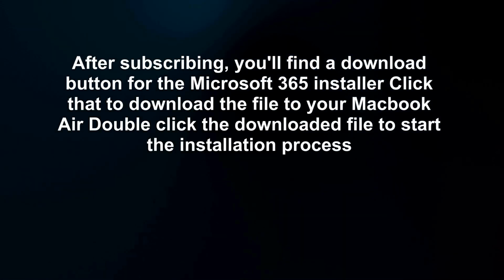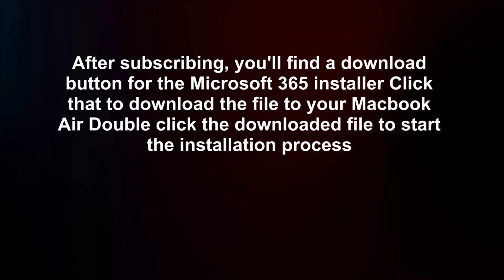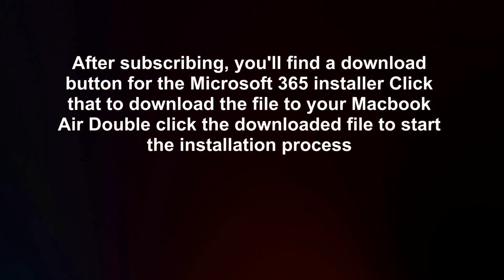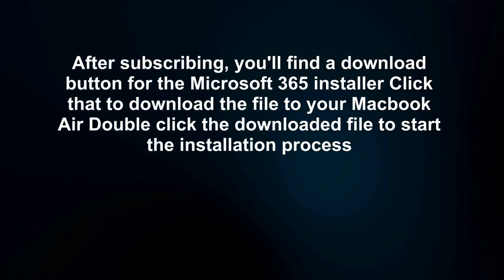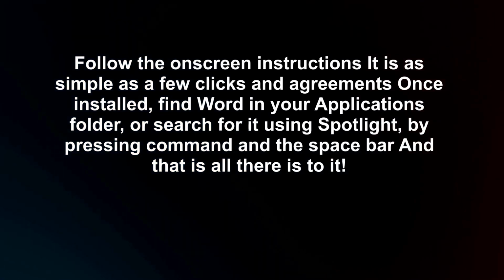After subscribing, you'll find a download button for the Microsoft 365 installer. Click that to download the file to your MacBook Air. Double-click the downloaded file to start the installation process. Follow the on-screen instructions. It is as simple as a few clicks and agreements.